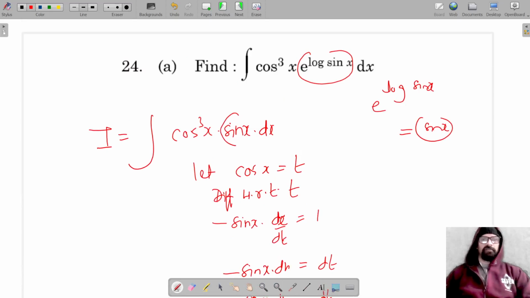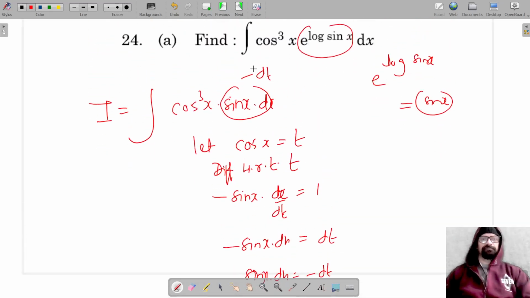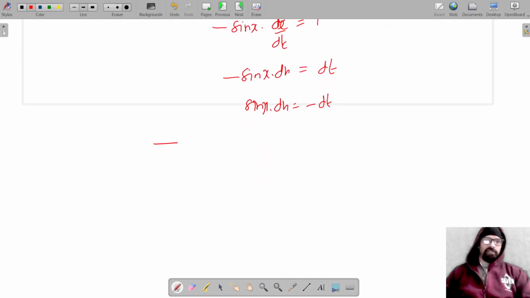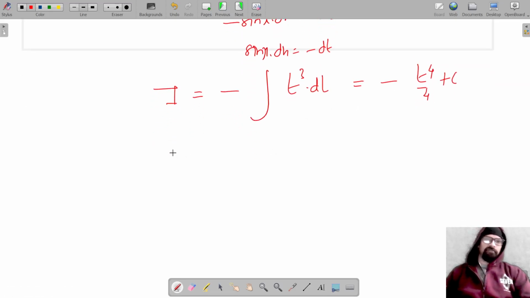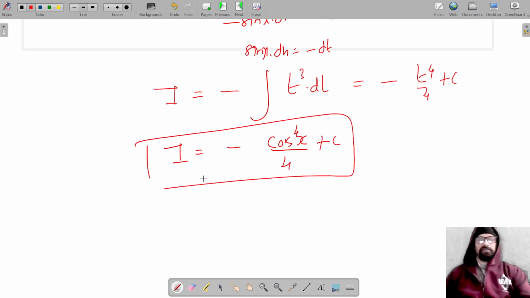So instead of this, I can write negative dt, and cos cube x is t cube. So finally, I is equal to negative integral of t cube into dt. Now the integration of t cube is t raised to the power 4 upon 4 plus c. Finally, we can resubstitute the value of t, which was cos x, so this is negative cos raised to the power 4 x upon 4 plus c. This is the integration.